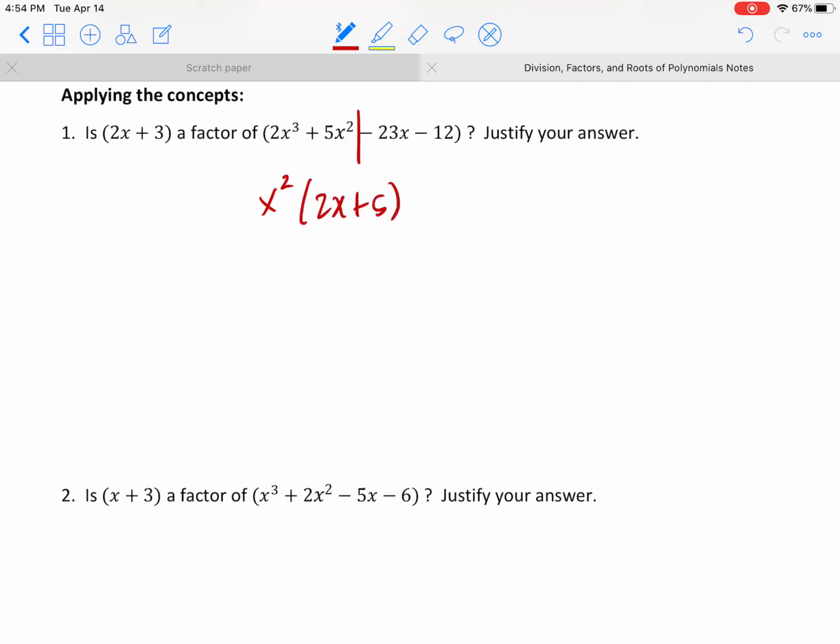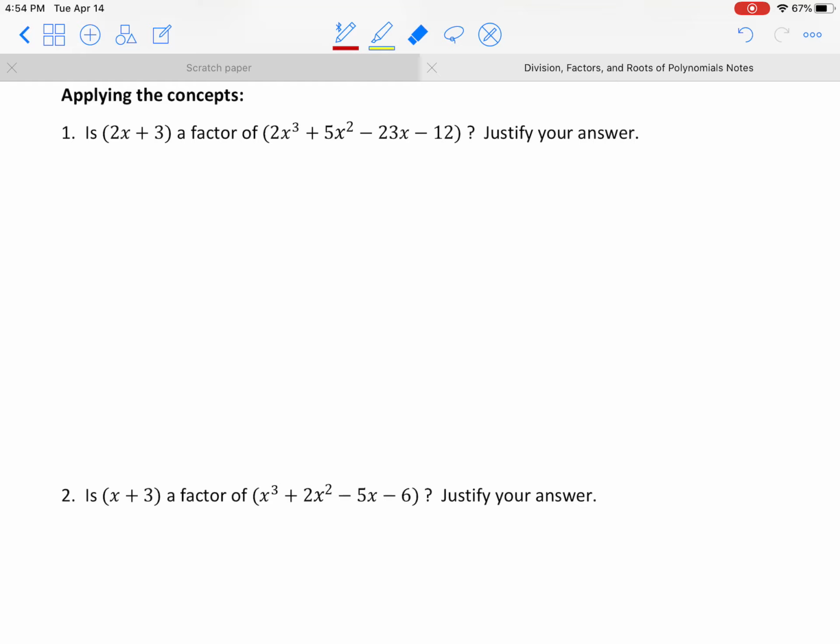If I try to factor this by grouping, the first group I could take out an x squared, which would leave me with 2x plus 5. What about the second group? Nothing in common, right? It means this thing isn't factorable by grouping, so we could not use that process to determine if 2x plus 3 was a factor. Now, just because we can't factor by grouping doesn't mean that this polynomial doesn't have factors. It just means it can't be factored using one of our traditional methods, okay?